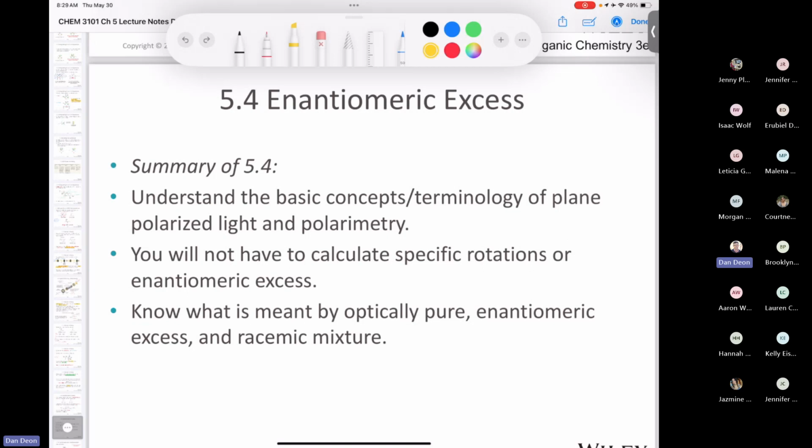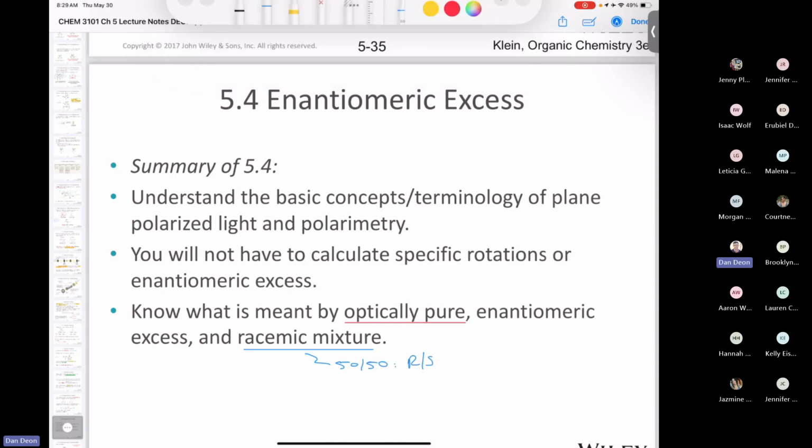You will not have to calculate specific rotations. You will not have to calculate enantiomeric excesses, but you should know what is meant by optically pure. Optically pure just means it's a pure R compound or a pure S compound. Enantiomeric excess, all you need to know is that it means you have more of R or more of S. It's not a 50-50 mixture. And then you need to know that racemic mixture means 50-50, or 1 to 1 R to S, and it's not optically active, right? It doesn't rotate plane polarized light whatsoever.